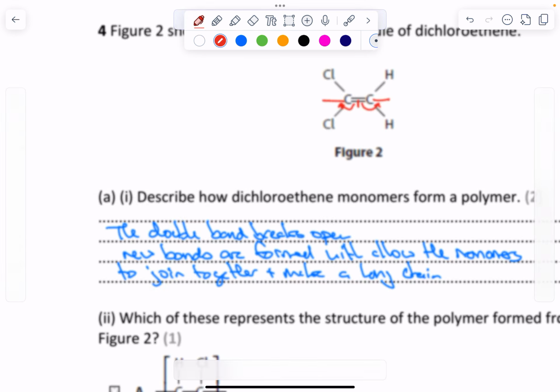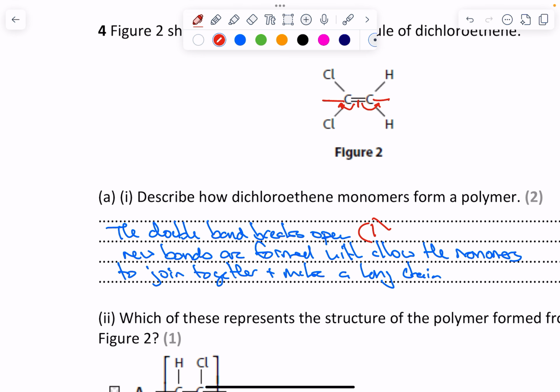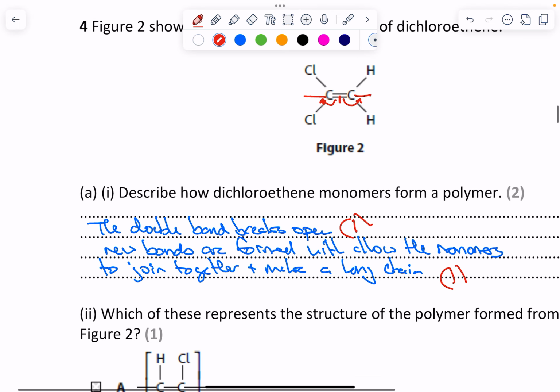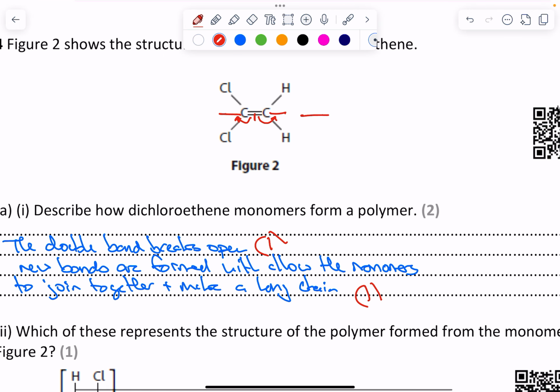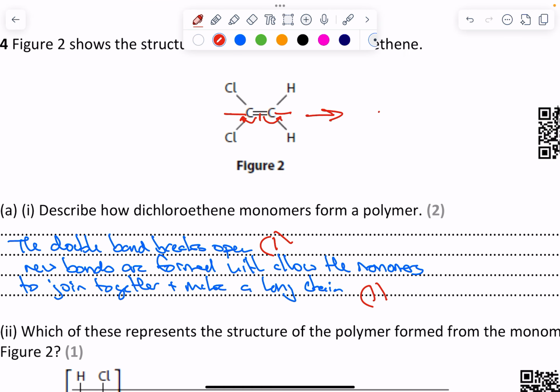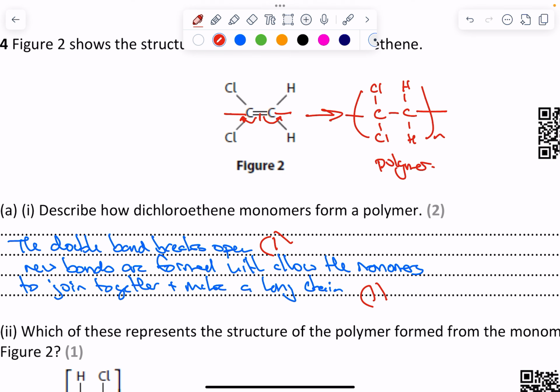There's 2 marks in there, one mark for the double bond breaking open and this idea that the monomers then join together. Just out of interest, because it's going to help us in the next answer, when that happens, I'm left with a carbon-carbon single bond. I've still got a chlorine, a hydrogen, a chlorine, and a hydrogen, and then I've got this new bond forming here. So that would be the polymer that would form from that structure.